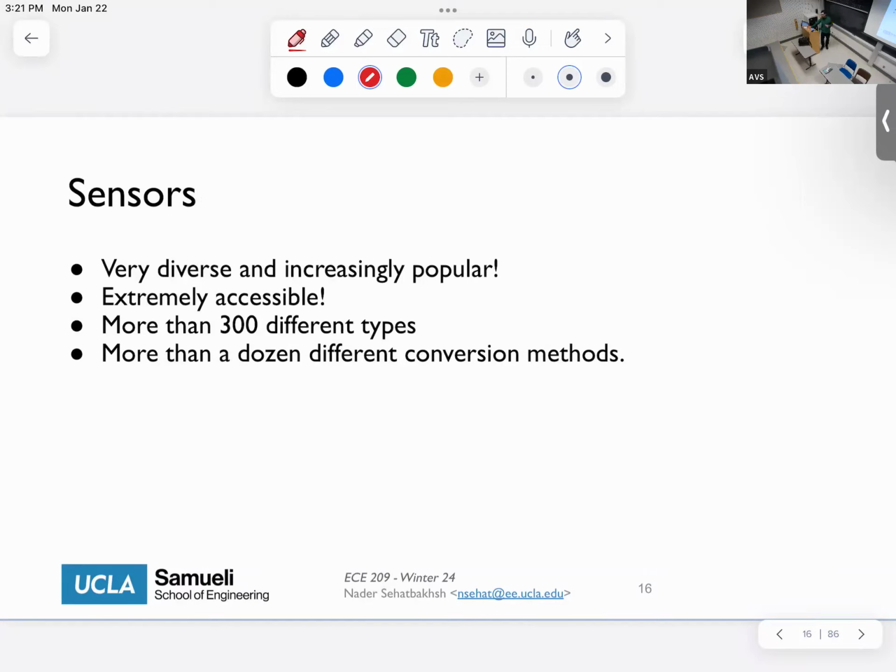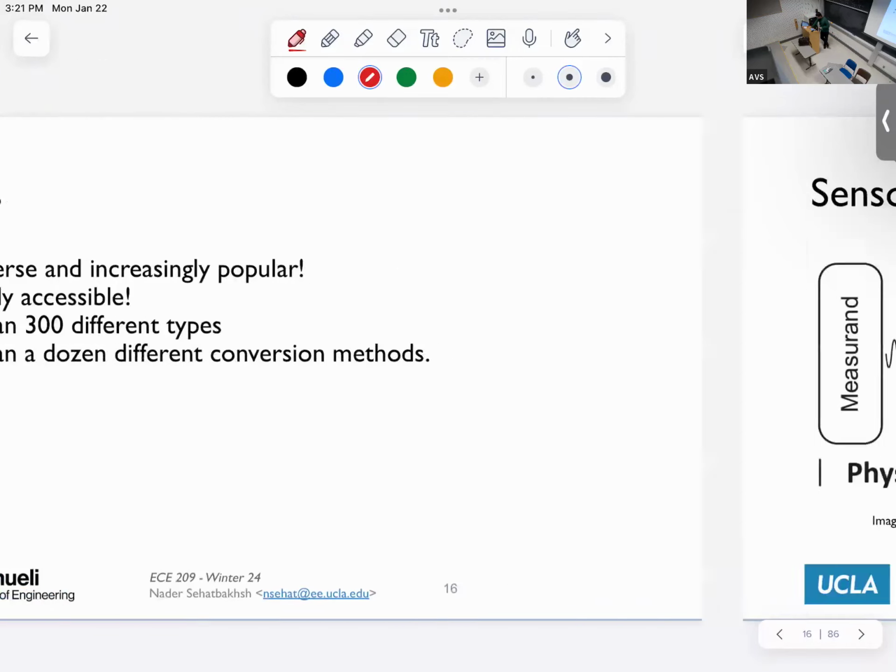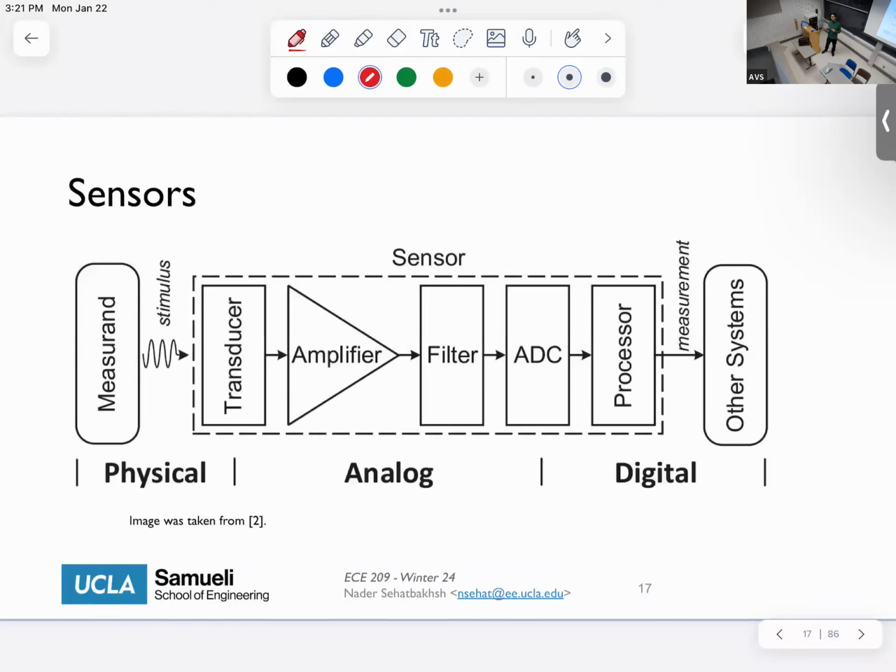As I said, sensors are extremely diverse. There are more than 300 different types of sensors these days, and a whole bunch of different ways of conversion. You convert a sound to an electrical signal, you change vision or a physical change of colors into numbers. So there are many different ways of using a sensor. As a result, unfortunately, there are many ways of attacking sensors. You see this duality: the more accessible something becomes, the more accessible it is for the attackers as well. That's the duality.